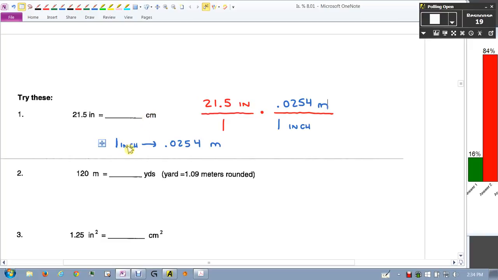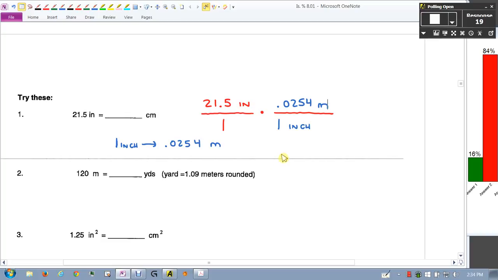I know the relationship between inches and meters. Remember, I want to get to centimeters. What I do is I use this relationship to set up this proportion. Now, why did I put 1 inch on the bottom instead of on the top here? I want cancellation. I want inches to cancel. That is the key when you're doing dimensional analysis, which is what this is.